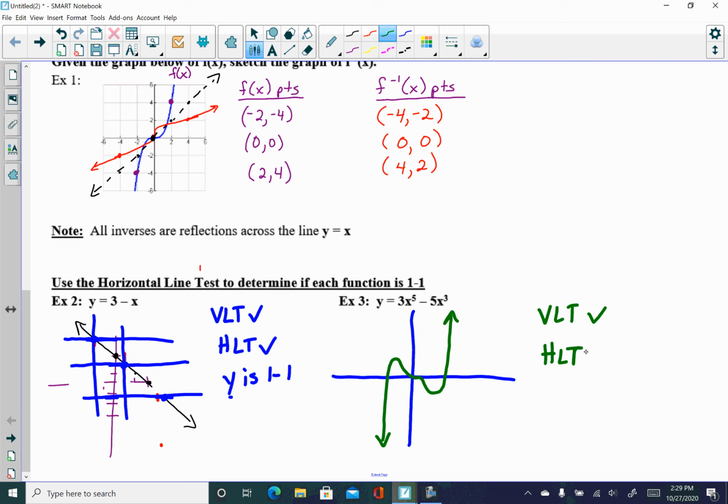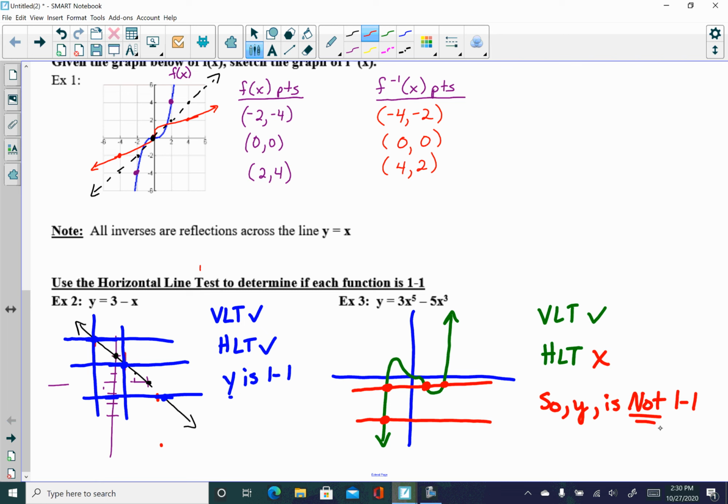Horizontal line test, though, this time, look what happens if I draw a horizontal line through there. It would pass. But you can't just draw one horizontal line. You've got to look at the entire graph. If I come up here and draw my horizontal line there, I cross this graph 1, 2, 3 times. So if you ever cross your graph more than one time, then you fail that test. So I failed the horizontal line test, and we can say here that y, my function, is not one-to-one.